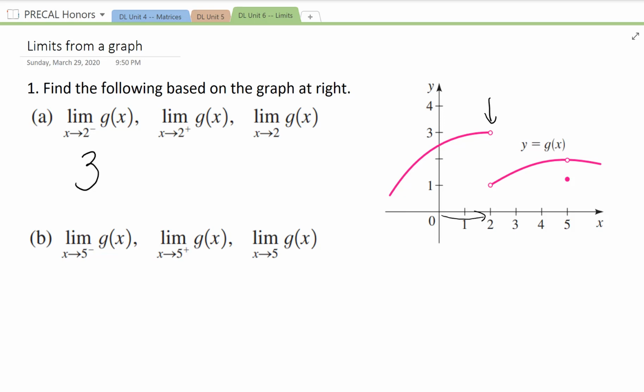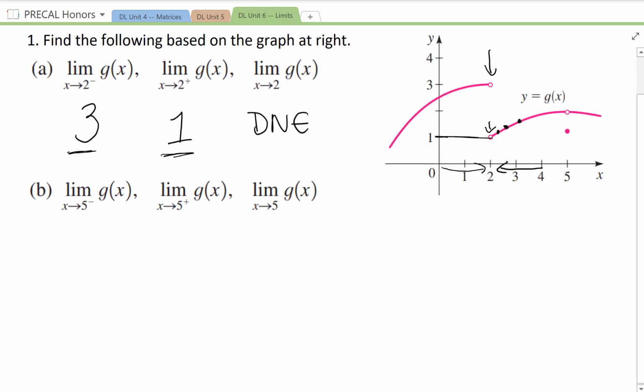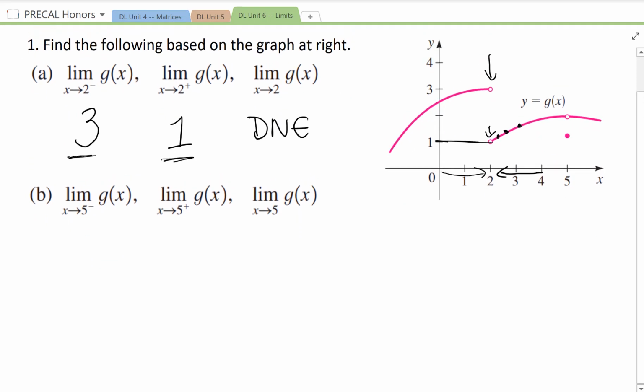What about when x approaches 2 from the right? g of 3 is this. g of 2.5 is this. What g of x value am I approaching? I'm approaching 1. So the limit of g of x as x approaches 2, since the left-hand limit and the right-hand limit are not the same, then the limit does not exist. And we write DNE for does not exist.